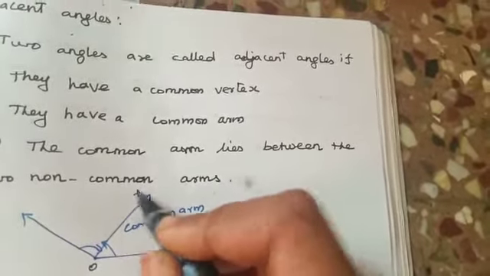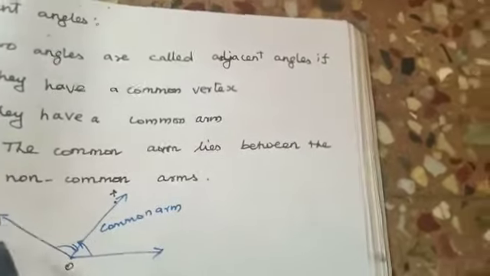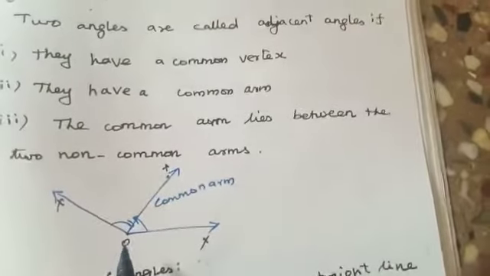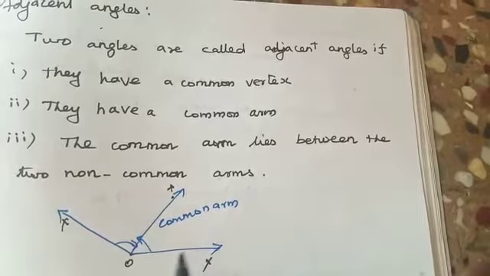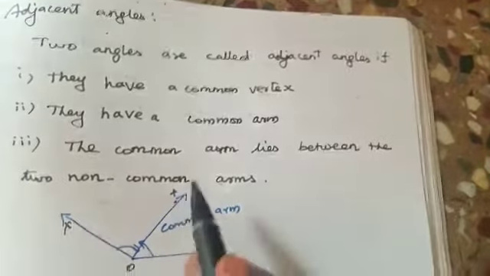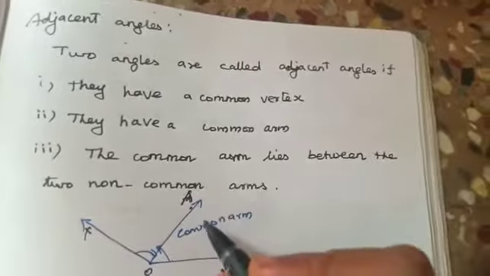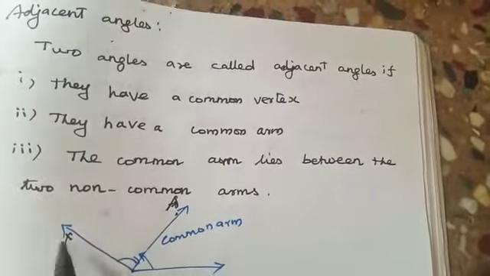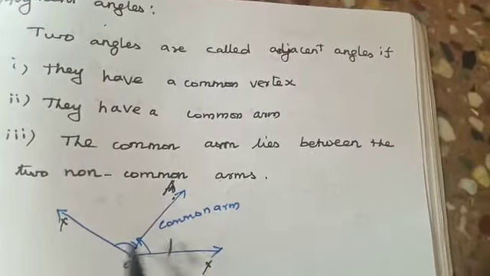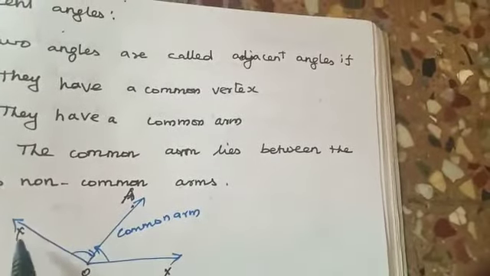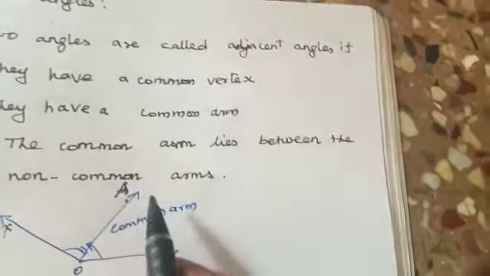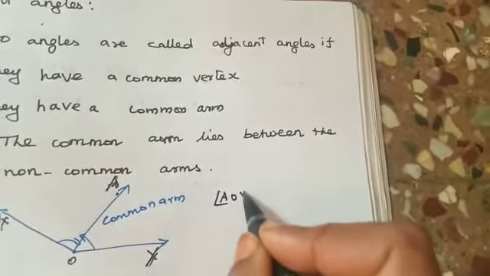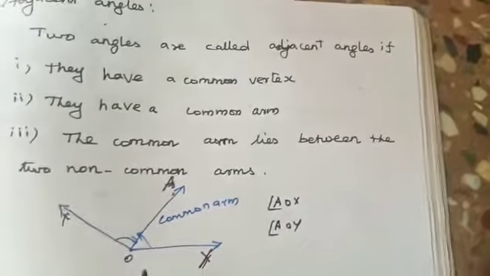Then suppose this is A. So OA is a common arm for OX and OY. O is the common vertex. OX, OY are the rays. OA is the common arm. The common arm lies between the two non-common arms. These are the non-common arms. So angle AOX and angle AOY are adjacent angles. Okay children.